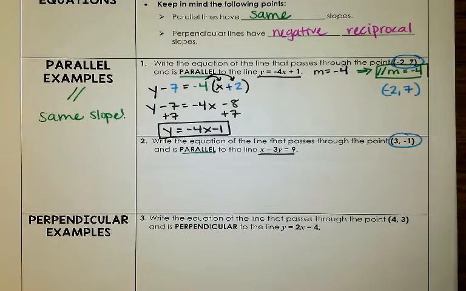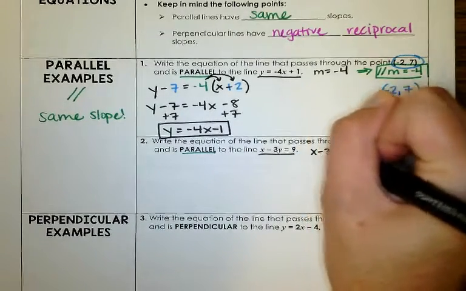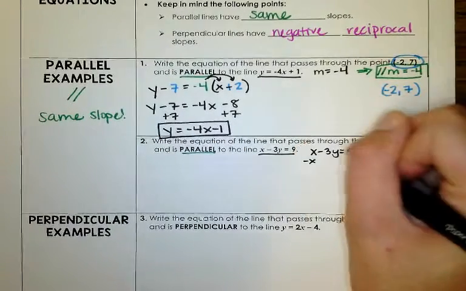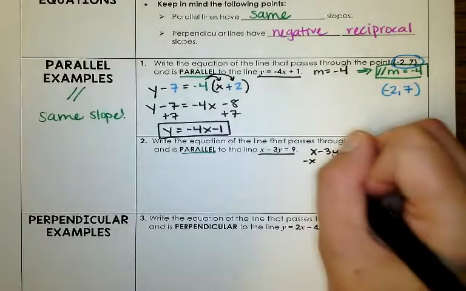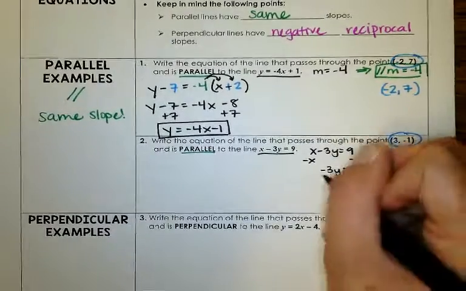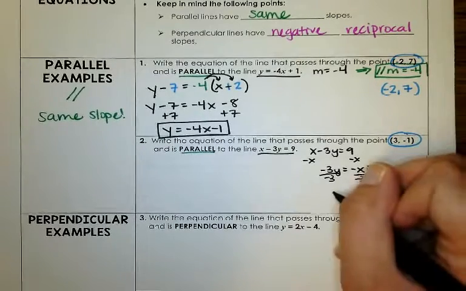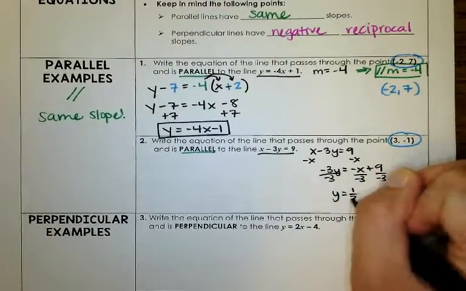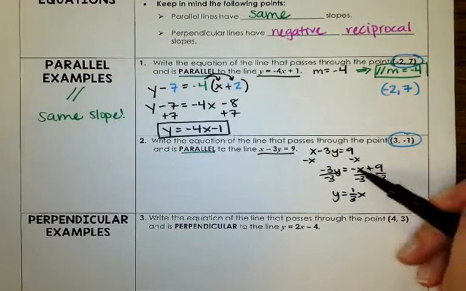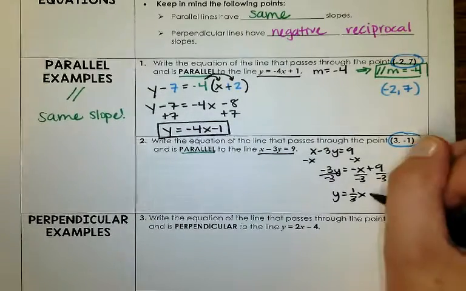So I'm just going to rewrite it over here. X minus 3y equals 9. I'm going to subtract my x from both sides. So that's -3y equals -x plus 9. Divide everything by -3. So I have y equals positive 1/3 x, because a negative over a negative gives me a positive. 9 divided by negative 3 is minus 3. Cool. So this is my original line.